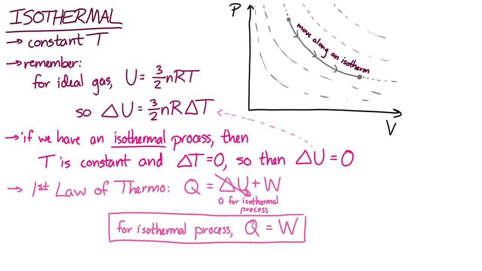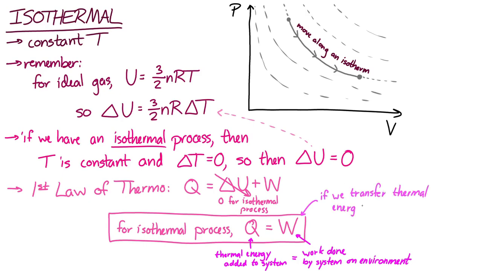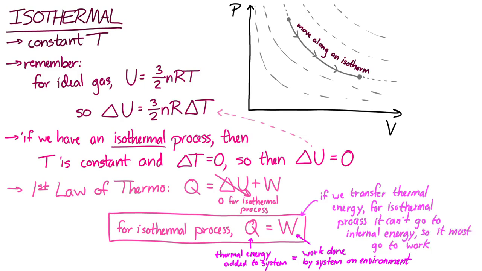Let's put that into words. In that case, the thermal energy that's added to the system is equal to the work done by the system on the environment. One way to interpret this is that if we transfer thermal energy to a system, well, that thermal energy isn't going into the internal energy of the system. It has to go somewhere, so it has to do work on the environment.